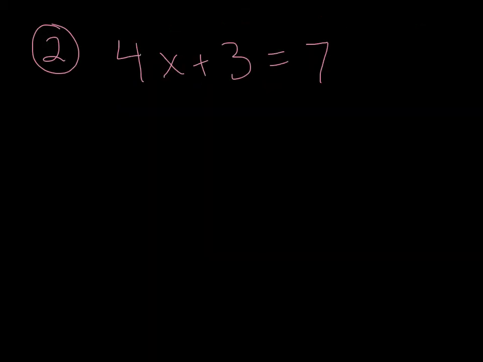This next one says 4x plus 3 equals 7. Since we don't know what x is, since it's a variable, we have to call this open.